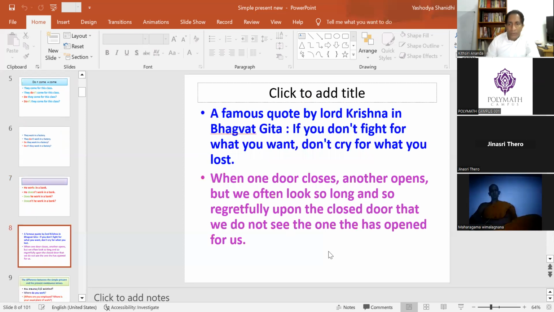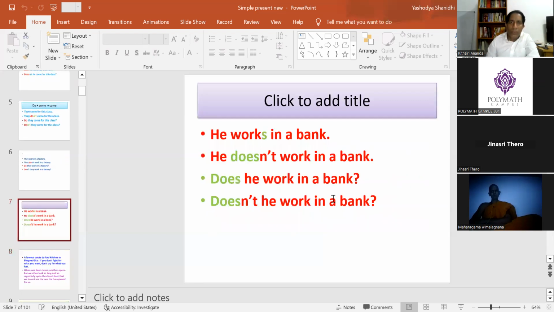Excuse me, sir. Yes. Can't we put at instead of a? Yes, you can use even that: he works at a bank. When talking about these type of sentences, you can use either preposition, in a bank or at a bank. Both are equally correct, but very commonly we use the preposition in.